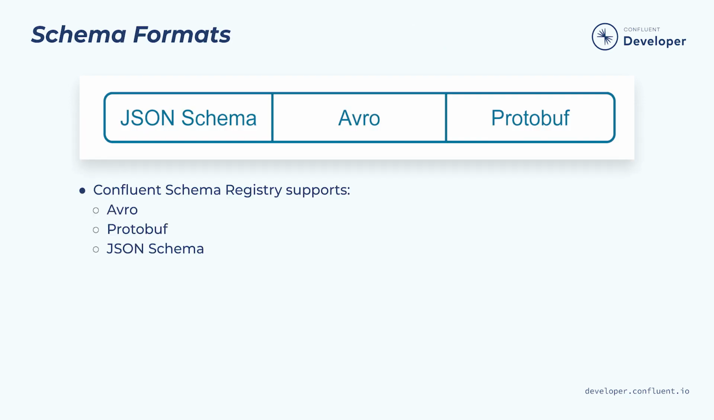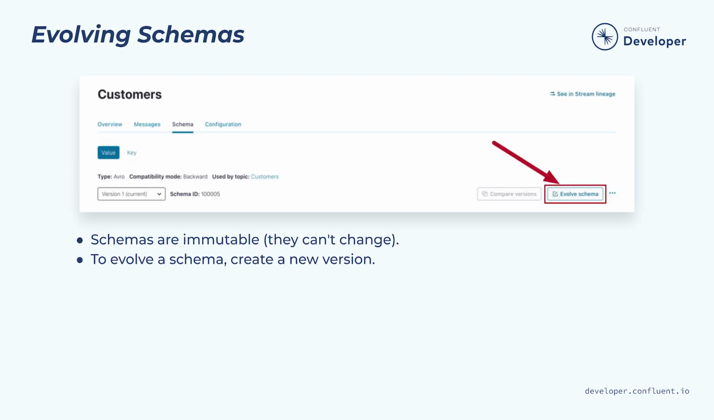The Confluent Schema Registry supports three format options. They include Avro, Protobuf, and JSON schema. We'll need to choose whichever option is suitable for the use case. It's important to understand that schemas are immutable. Once a version of the schema has been created, it cannot be updated. This is done to protect downstream consumers from unexpected updates.